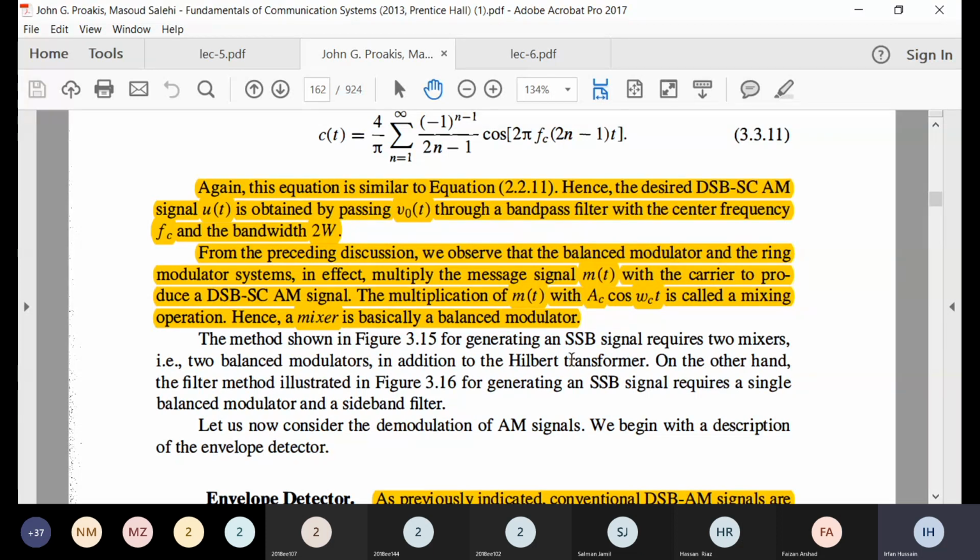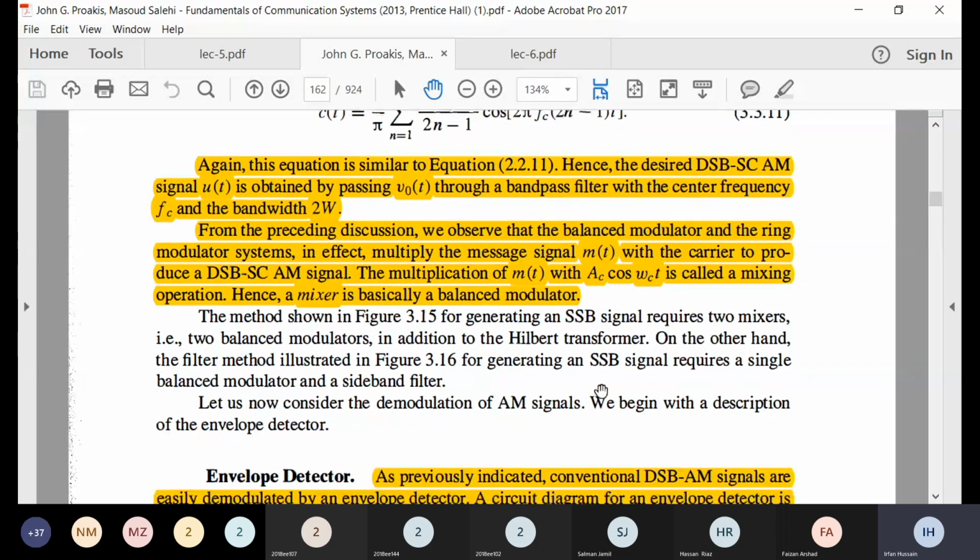But if you use the other approach, where you generate a double sideband and then pass it through a filter which just gets the upper sideband, in that case you will need just one mixer or balanced modulator. You multiply your input signal, it becomes a double sideband, and then you pass it through a filter which gives you the upper or the lower sideband. You just require a single modulator.